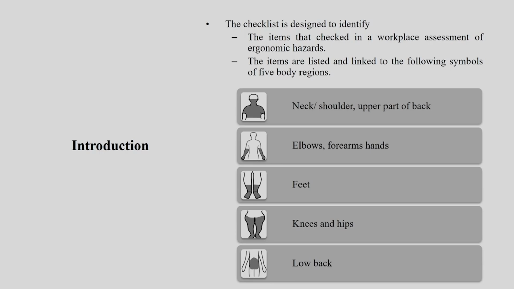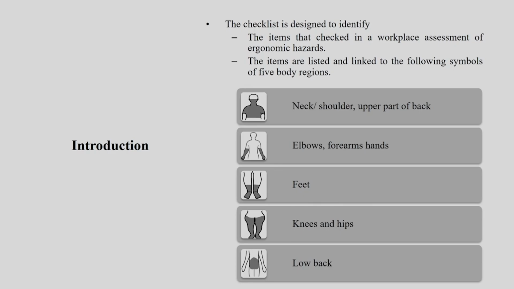So here I would like to mention these are the five body regions. Neck, shoulder and upper back, that is, the upper part of your back from the back side, that is one region. Elbows and forearms of both hands is another region, both feet another region, knees and hips another part. Lower and upper back will be another region. These things are directly taken from the actual tool. So these are the body regions which we are going to check through this particular tool in the workplace assessment of ergonomic hazards.